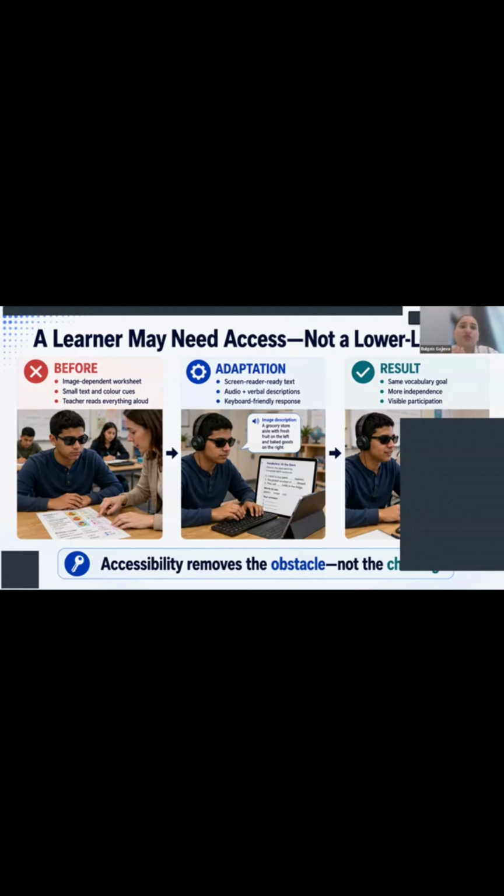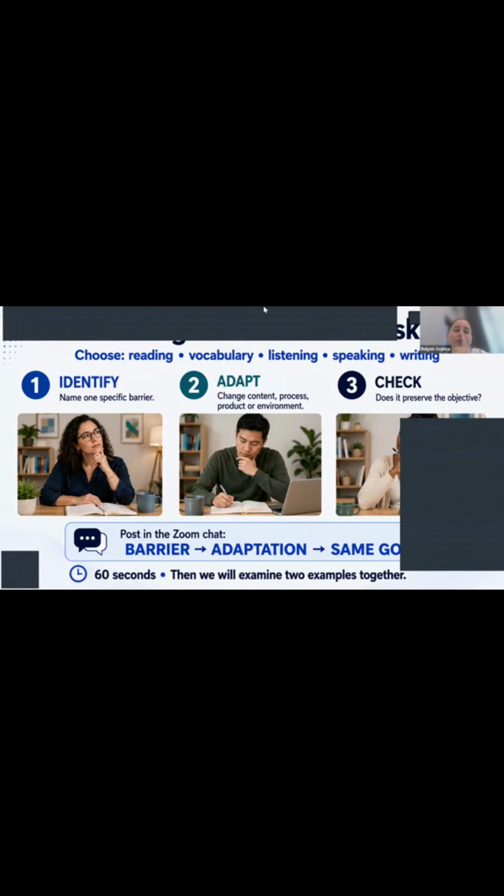The first response should not be to reduce the language level. The barrier is access, not ability. So it's really important to see if the barrier is specific. And when writing an adaptation, you need to think whether it's practical or not. And of course, when we check, we need to be sure whether it maintains the original objective or not.